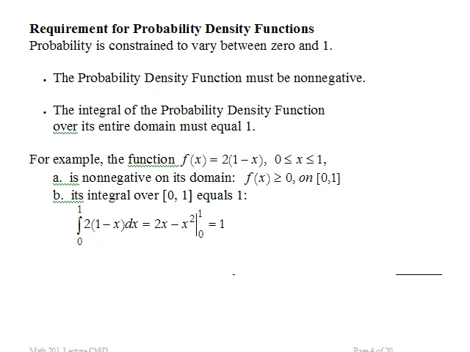So, for example, if I have the function f of x equals 2 times (1 minus x), with x varying from 0 to 1, this is a probability density function, or rather could be, because it is non-negative over its domain. That is, f of x is greater than or equal to 0 for all x between 0 and 1. And also, the integral over its domain from 0 to 1 equals 1.